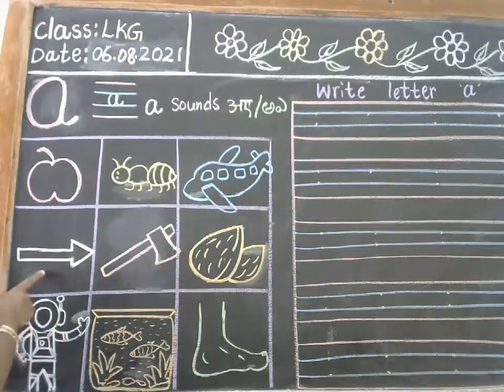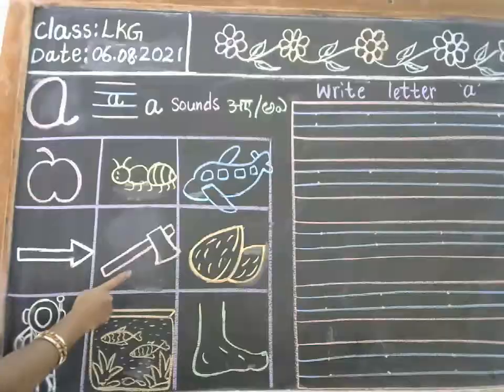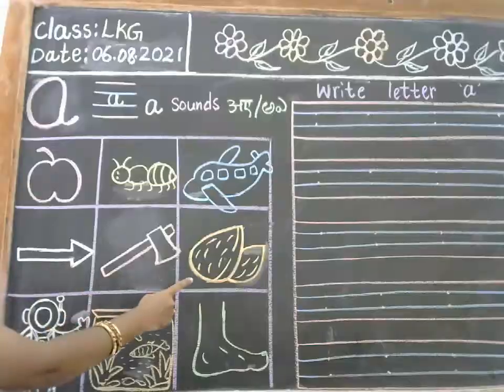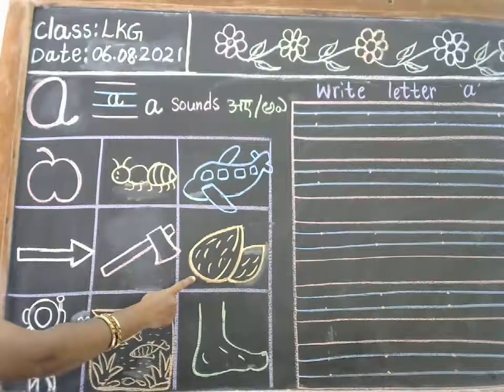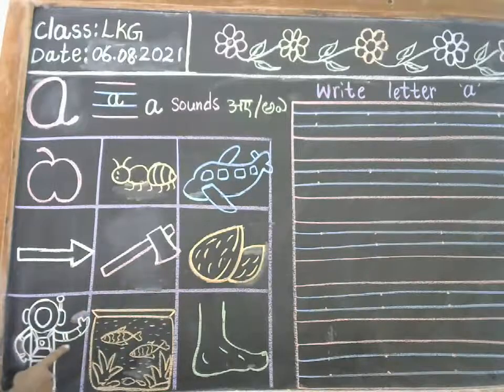A for arrow. A for axe. A for almond. A for astronaut. A for aquarium. A for uncle. Okay, children.